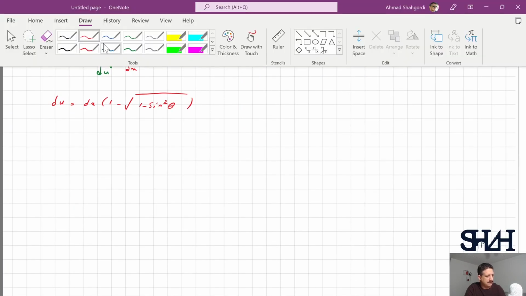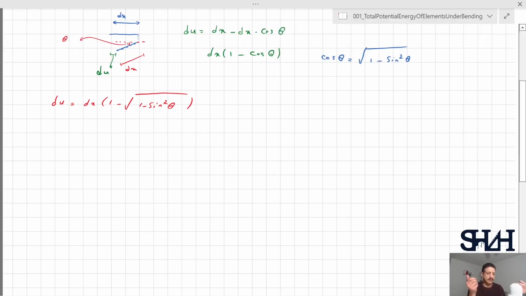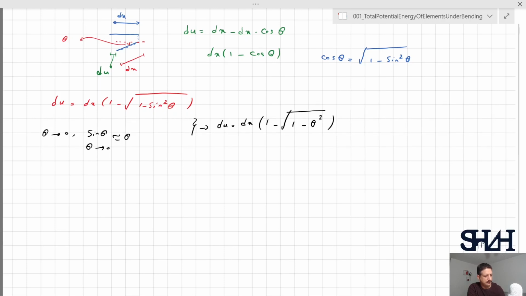As far as theta in the deformation is very close to 0, from the Taylor series around 0, which is called the Maclaurin series, I have another video to explain how these equations can be calculated. So sine theta, when theta approaches 0, can be written as theta. Then du will be dx times 1 minus the square root of 1 minus theta squared.